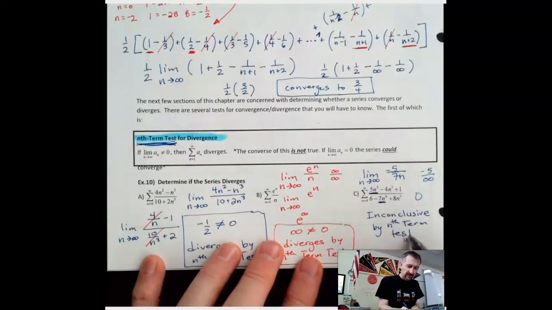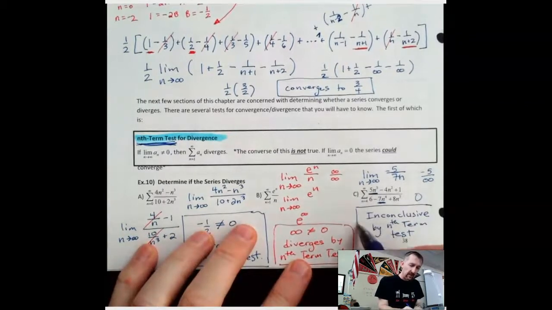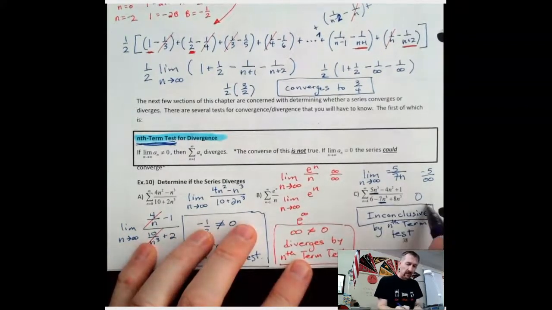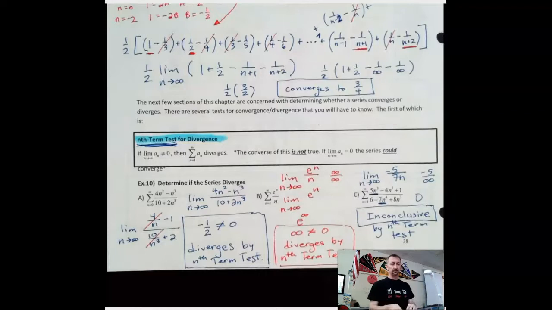So we tried to use the nth term test. I don't even know if we would say the nth term test. We'd probably just say it's inconclusive. We don't know. Because this is just if it doesn't equal 0. If it does equal 0, we don't have enough information.